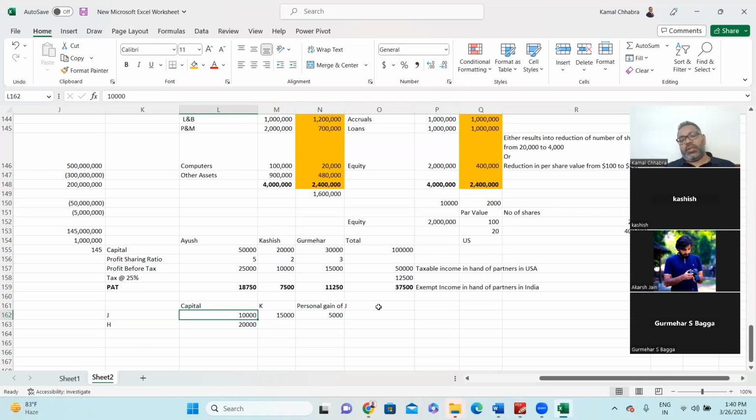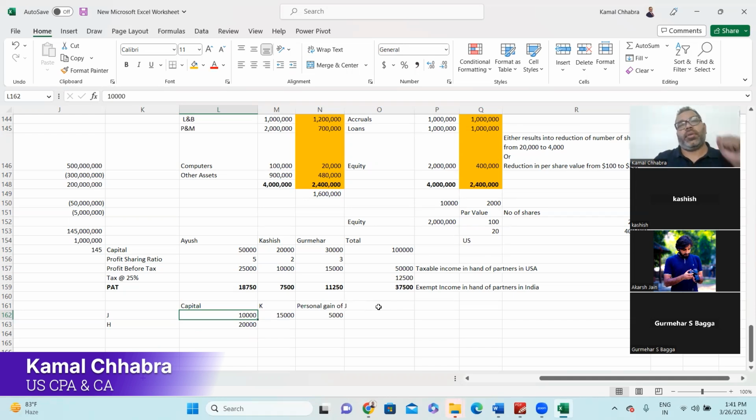For example, Kashish and Ayush are doing a business. So let's say Kashish has contributed $10,000 and Ayush has contributed $20,000. And now Gurmehar wants to join the firm and Kashish wants to move out. So Kashish wants to sell his share to Gurmehar. So Gurmehar can purchase this share at $15,000, which is against the capital of $10,000. Right? So the 5,000 additional amount which Kashish is receiving is his personal gain in the partnership.